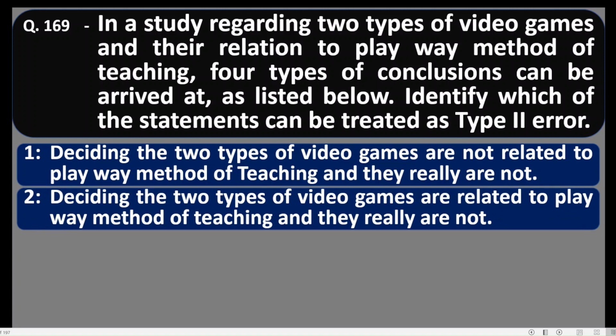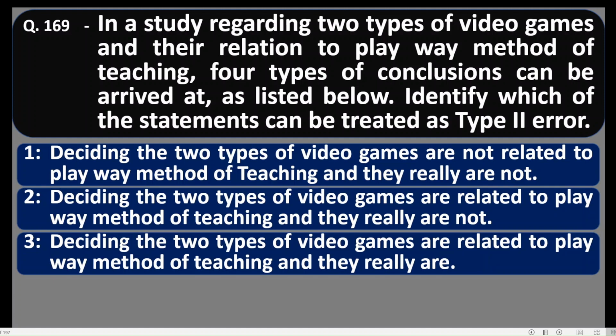Number 2, deciding the two types of video games are related to play-way method of teaching, and they really are not. Actually here relationship is not there, still it is accepted, so it is type 1 error. Number 3, deciding the two types of video games are related to play-way method of teaching, and they really are. Here no mistake is there, so no error is there.